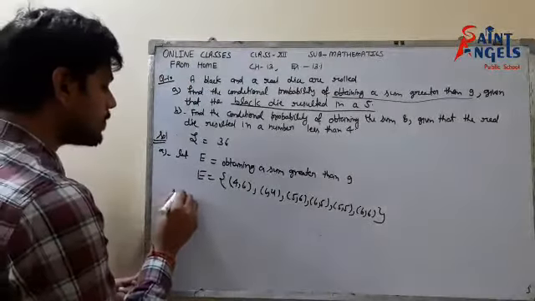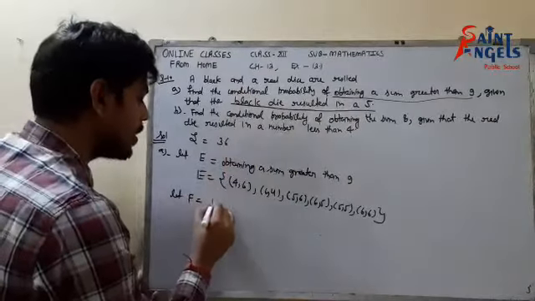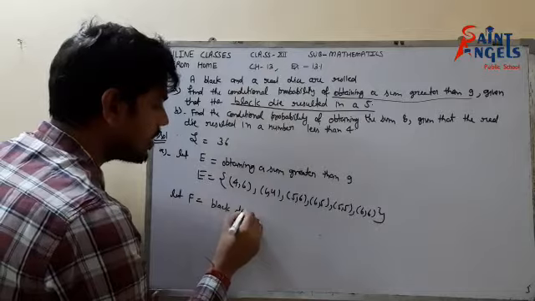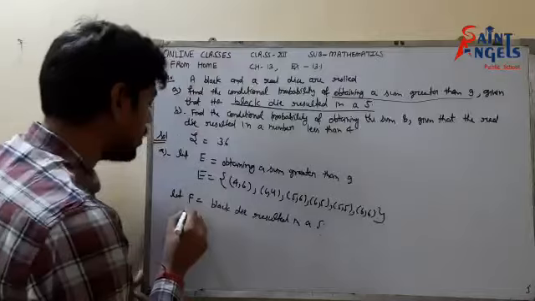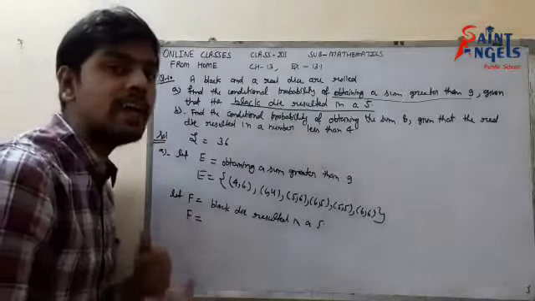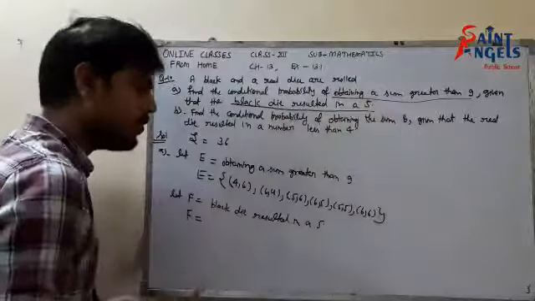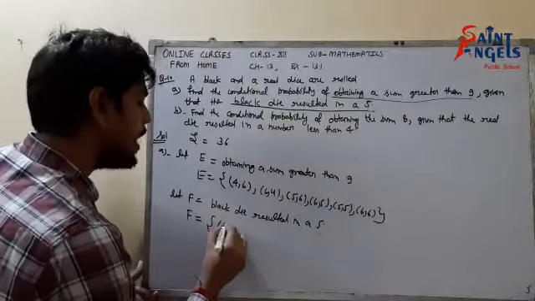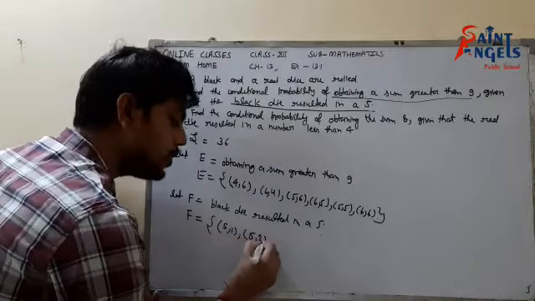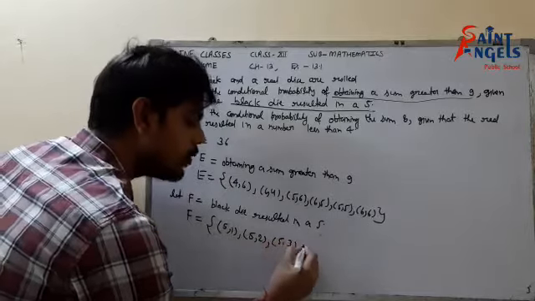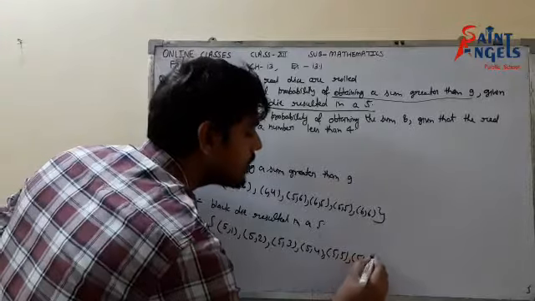Now let F be the event that the black die resulted in a 5. It means that on the red die any number can come, but on the black die there will be a fixed number, that is 5. So the event would be: on black there is 5, on red there would be 1. If 5 on black, there could be 2 on red, 3 on red, 4 on red, 5 on red, and the same, 6 could be on red.